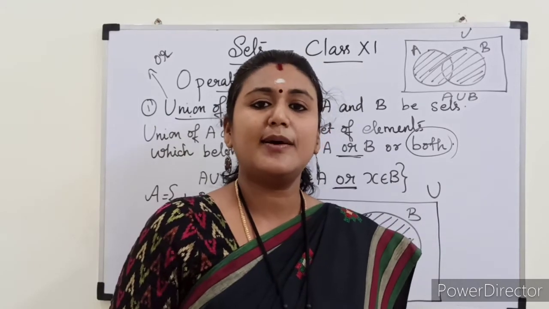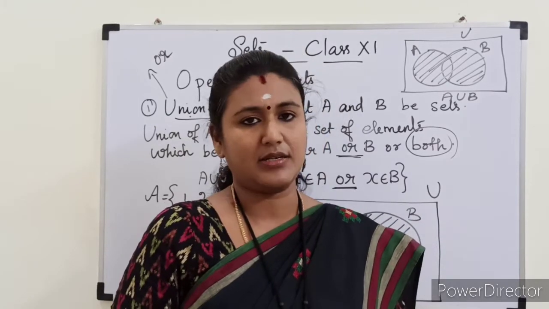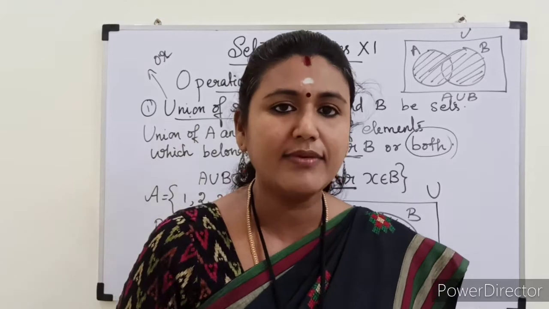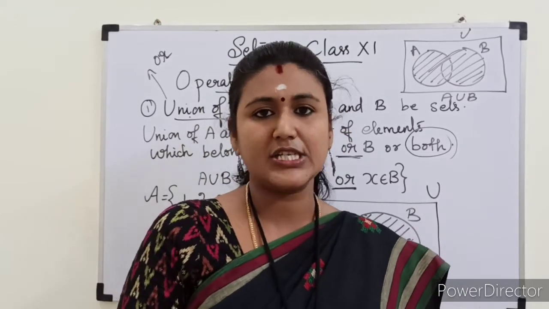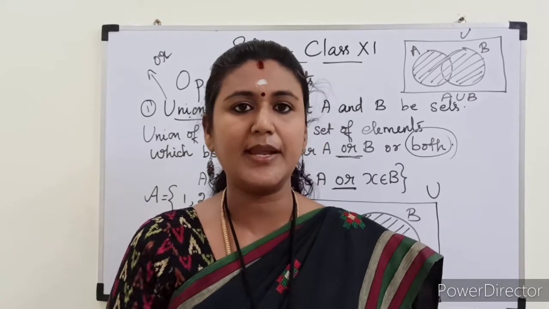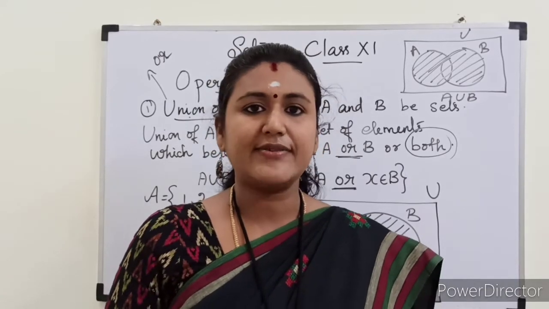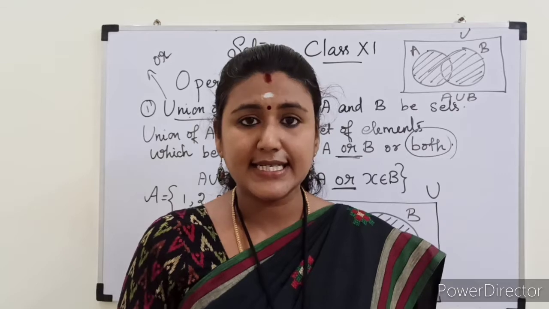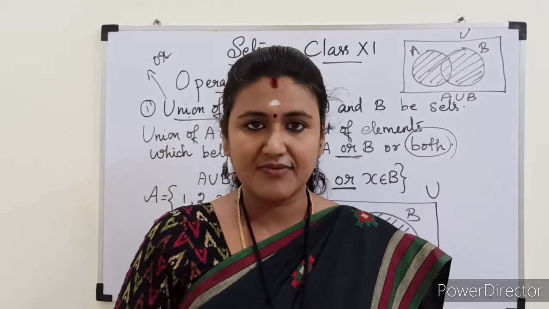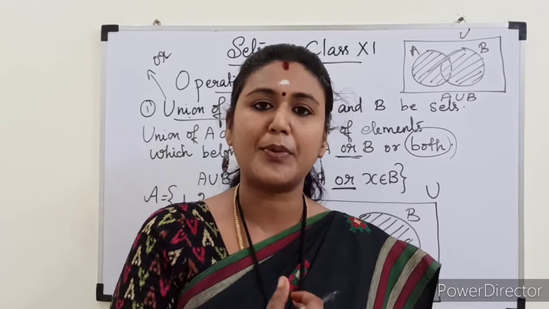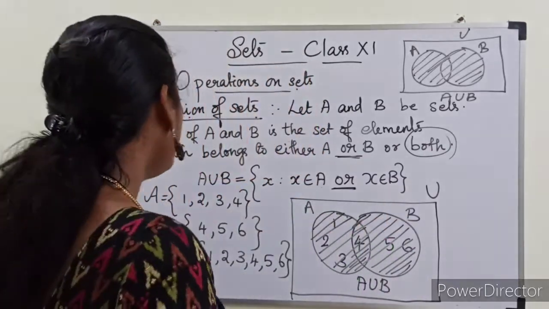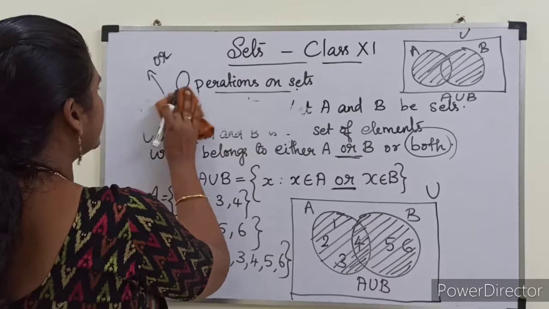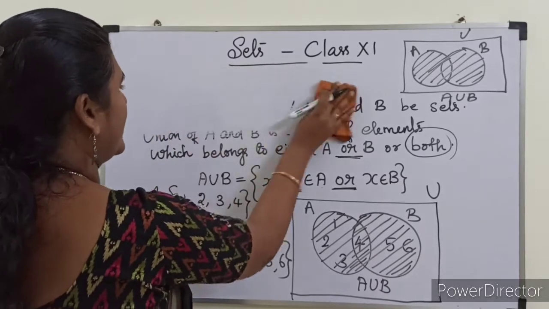Now we will see the properties of union. Like in smaller classes you have learned addition, subtraction, multiplication, division of integers or whole numbers. We have studied many properties like commutative, associative, distributive, identity. All these properties we have studied. Similar types of properties we have for these operations also. So we will see now the properties of union.